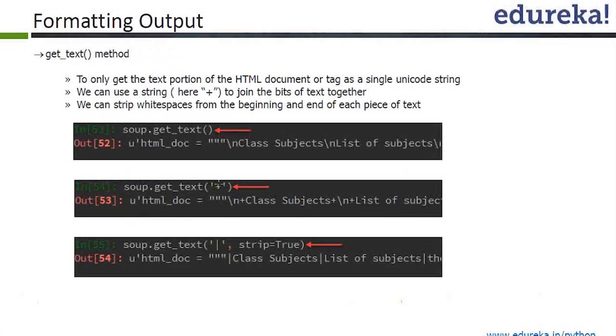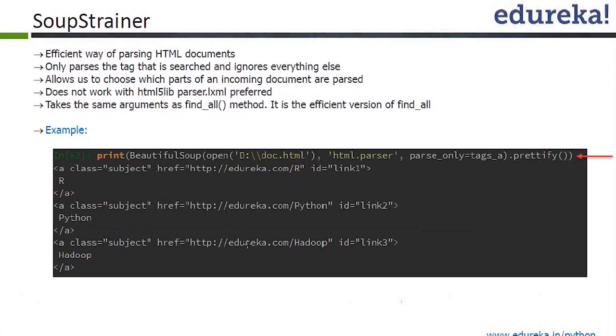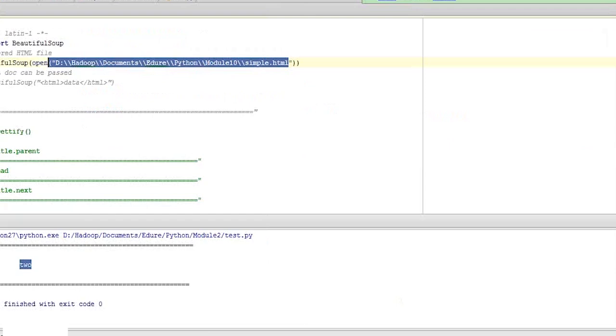So you see here, get text, we have seen this. Get text plus, we have seen this as well. And we have also seen this. This is one good example that I gave. That's how you open a text in BeautifulSoup.